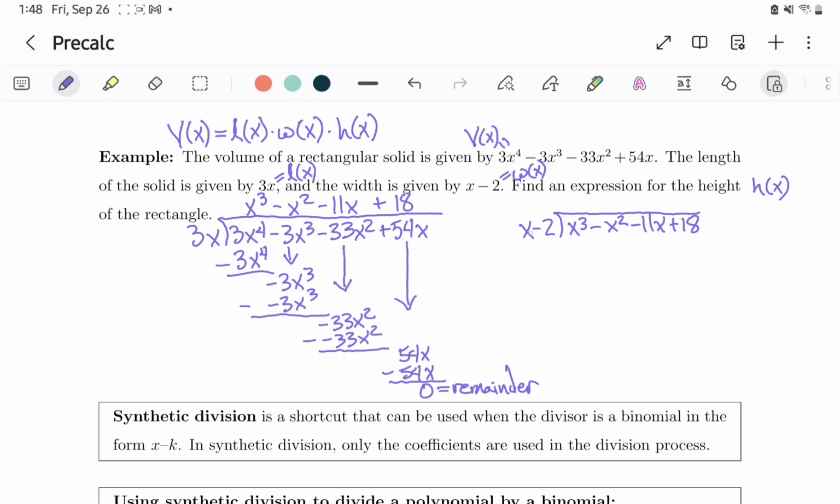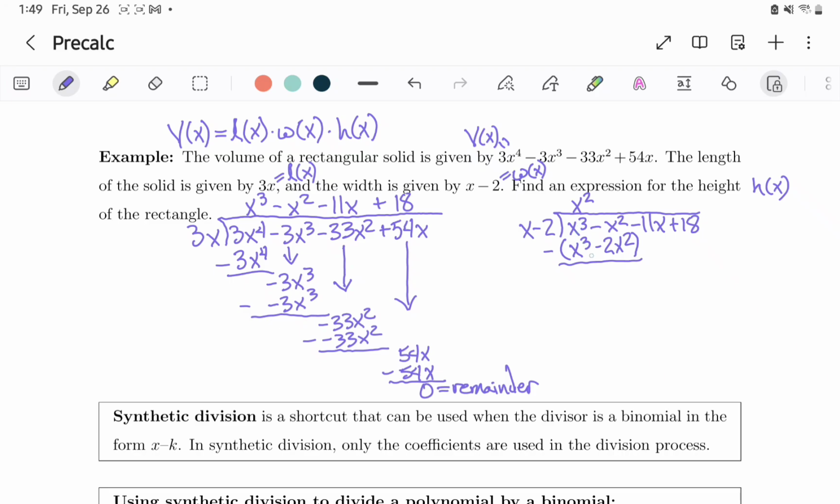All right, so first we want to check, okay, how many times does x go into x cubed? Well, that's just going to be x squared times. So we'll write x squared as our first term for the quotient, and then we're going to multiply x minus 2 by x squared. So we're going to have x cubed for x squared times x, and then minus 2 times x squared is going to be minus 2x squared. So we subtract both these terms from the first two terms of our current dividend.